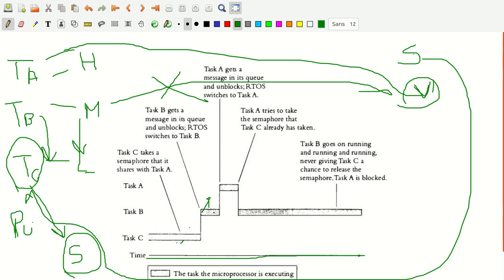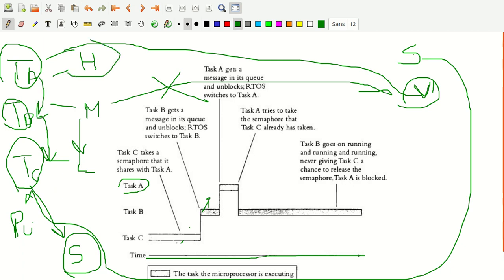Now in this next case, task A unblocks, maybe because some event occurred. Task A's priority is higher than task B's priority. Now task A again preempts task B. Why?